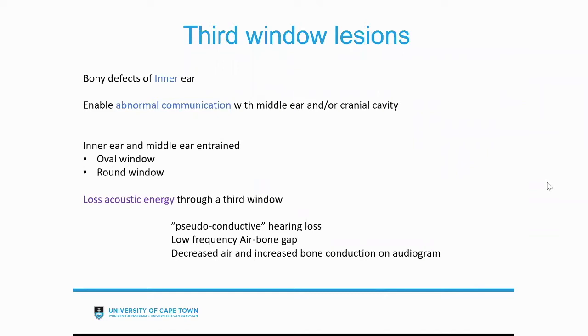They are, in essence, bony defects of the inner ear, and they enable this sort of abnormal communication with the middle ear and/or the cranial cavity. Usually your inner ear and your middle ear are separated by your oval window and your round window. But when you have a third window, which is this bony defect of the inner ear, you have quite a lot of loss of acoustic energy through that window. And this creates a pseudo-conductive hearing loss. It's quite characteristic in that in the low frequencies, you've got this air-bone gap, and you will have decreased air conduction but an increased bone conduction on your audiogram, which we'll look at a little bit later.